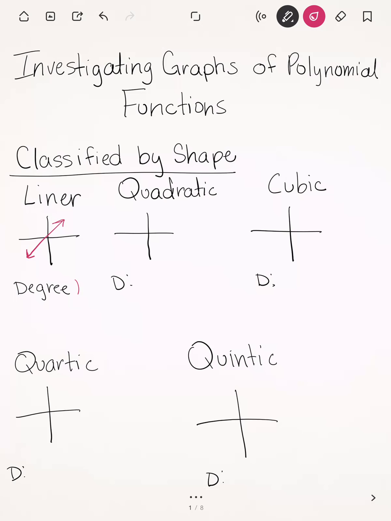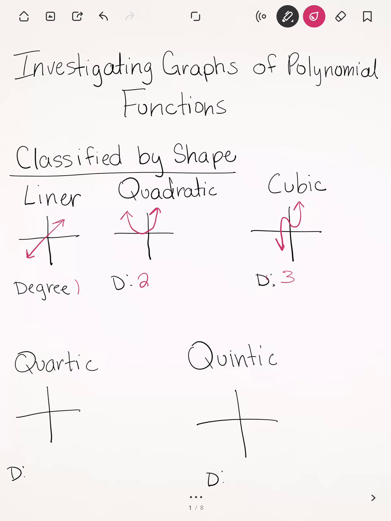Now quadratic, remember that's our U shape or parabola. Notice that both of my arrows are going up. They end in the same direction, and that's a degree of 2. If I look at cubic, it looks something like this. Notice that my ending arrows, one's going down, one's going up, and that's a 3rd degree.